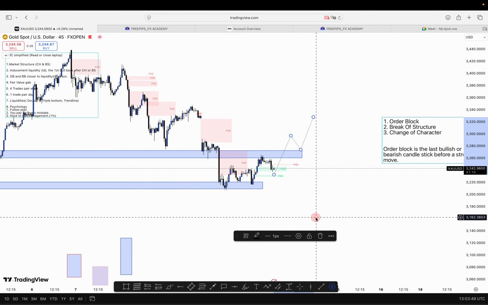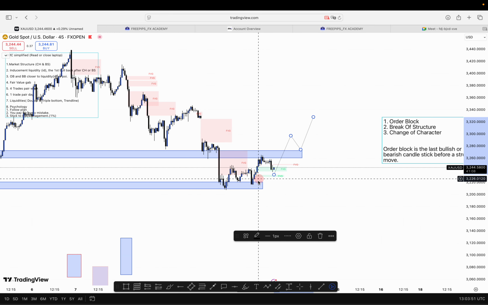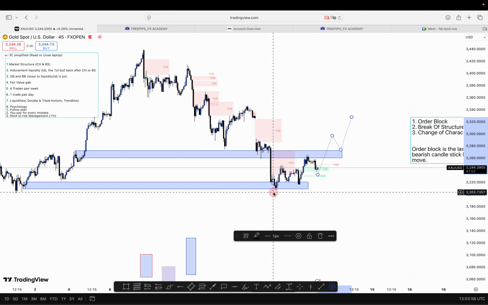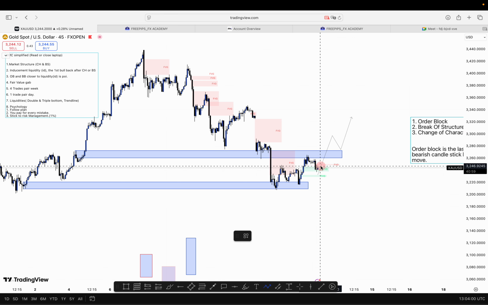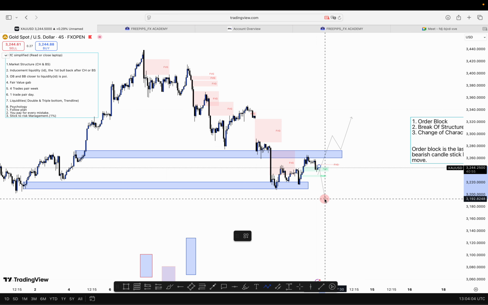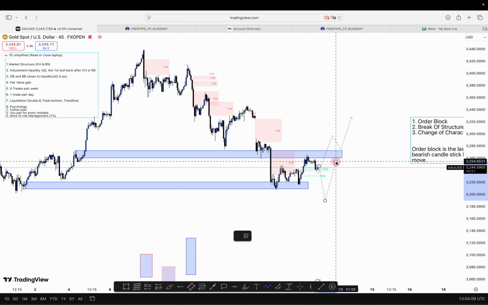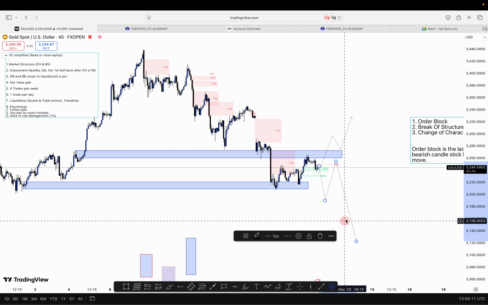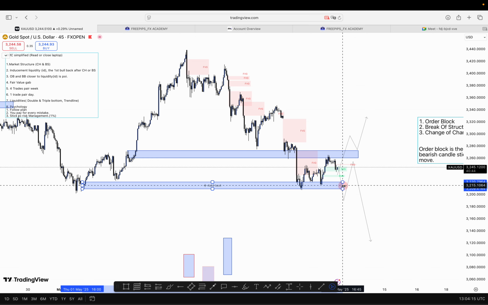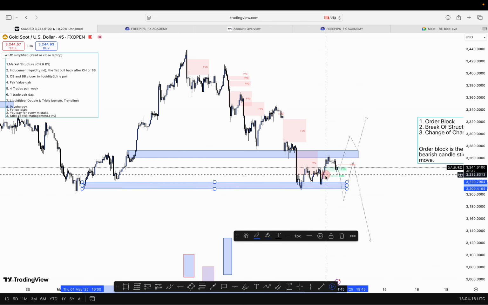Right now, I'm not interested in anything that is happening here, because it could be that this breaker block will send price down. If it takes price below here, the only thing I'll be interested in is a retracement, and I'll take a sell from here. You get it? So I'm not interested in anything that is happening here, because it's a risky area.